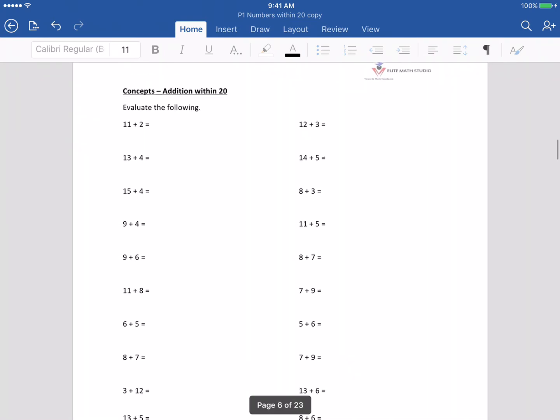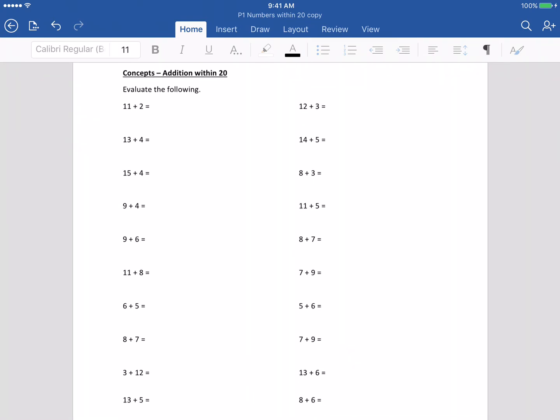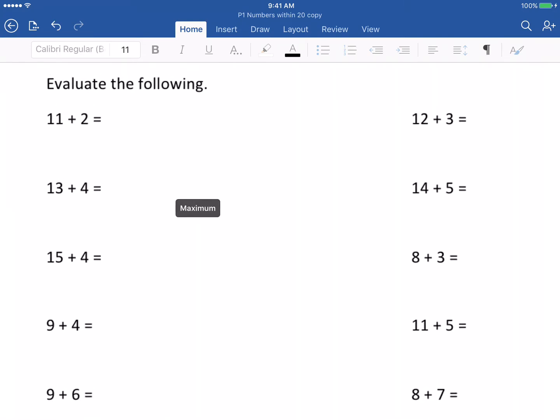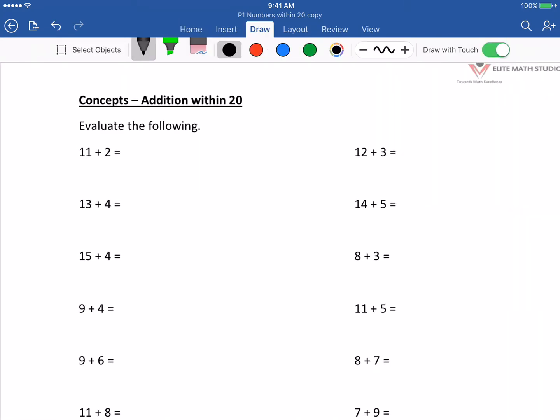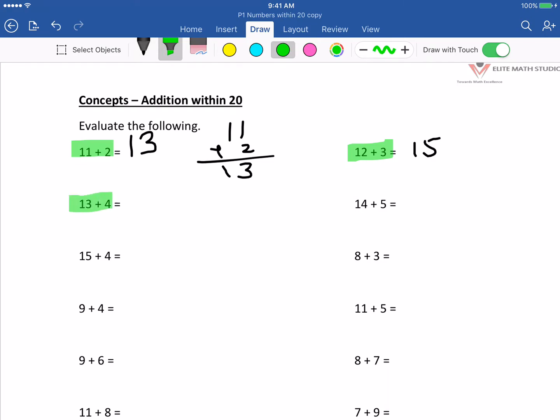Okay, the next concept is pretty simple. We're doing addition within 20. So let's try first. 11 plus 2, I think it's pretty straightforward enough. It's actually 13. 11 plus 2, which is 13. Okay, next one, 12 plus 3 will be 15. The next one, 13 plus 4, answer will be 17. Next, 14 plus 5, which is equal to 19.